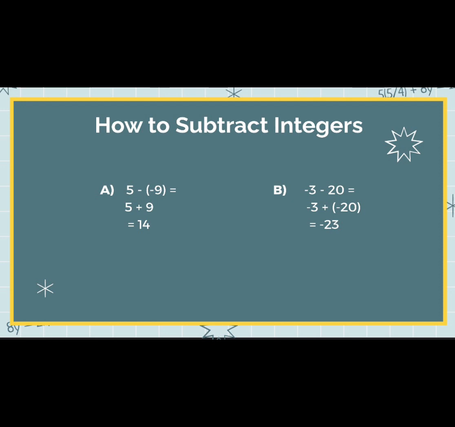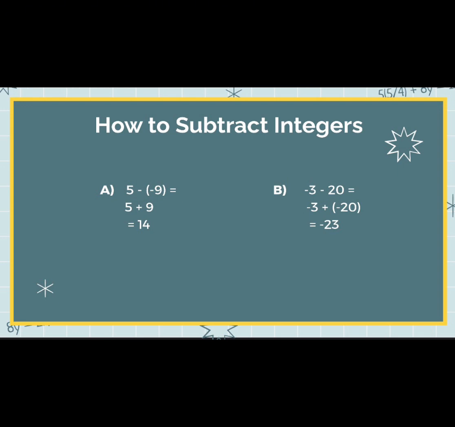So here are our examples for subtracting integers. Let's jump into number 1, where we have 5 minus negative 9. When we subtract integers, we're actually going to add the opposite. If you're able to add integers, you're going to be able to subtract integers. The opposite of subtraction is addition, and then we take the opposite of the number we are subtracting. So this gives us an equivalent problem, and we are able to use this strategy.